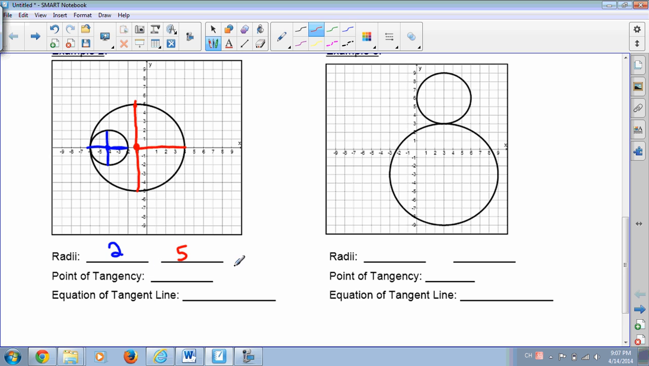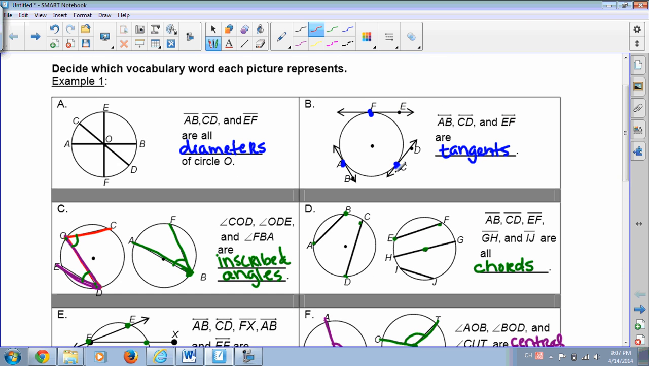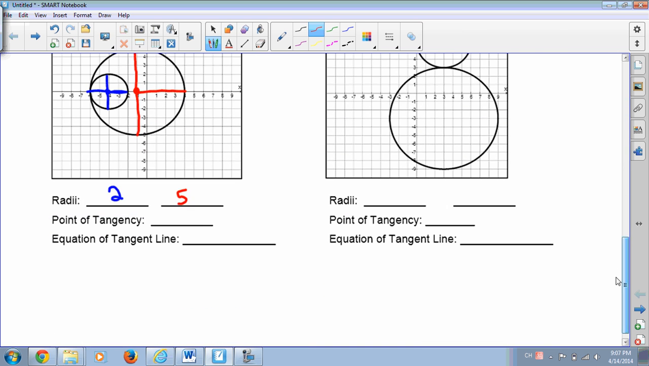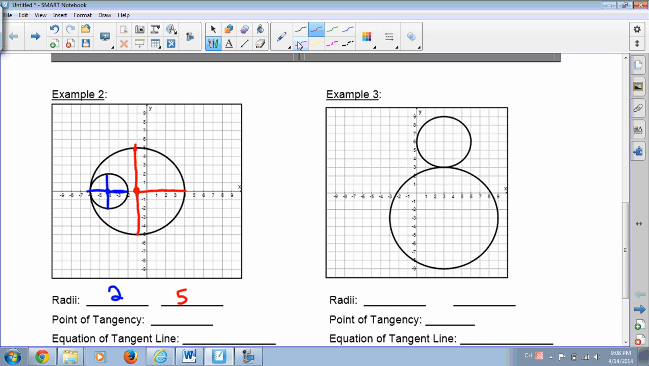The point of tangency. Well, let's look up here and see again, what is a tangent? Tangents are lines that touch in one place on the circle. So that point of tangency is where these two circles are touching at one place. And they're touching at one place right there where they share a point. Okay, and that point is -6, 0.